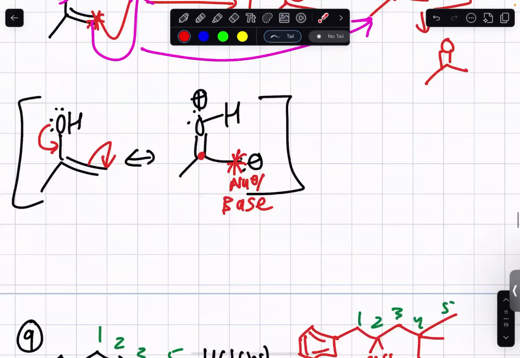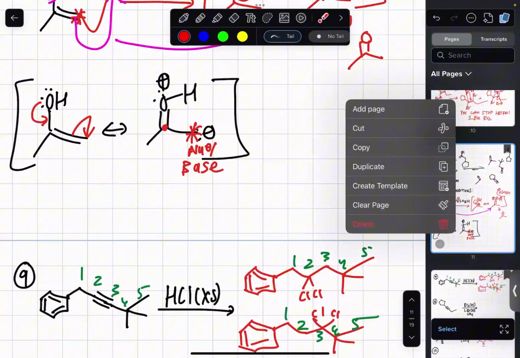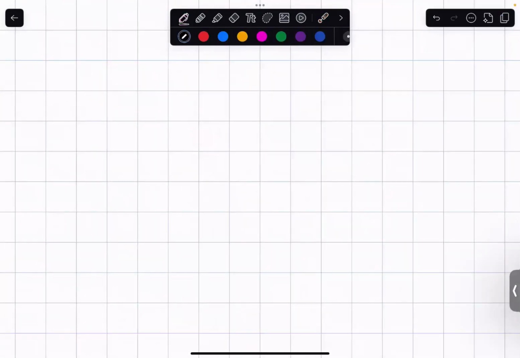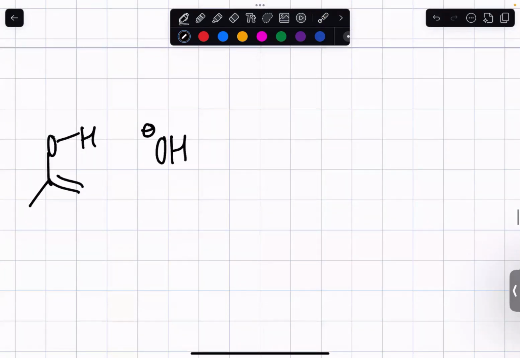Okay, now let's move on to basic conditions mechanism. If I have this enol here, and I'm going to draw it out explicitly like this, and I have some kind of base floating around, like hydroxide ion, what's going to happen between this enol and hydroxide ion?